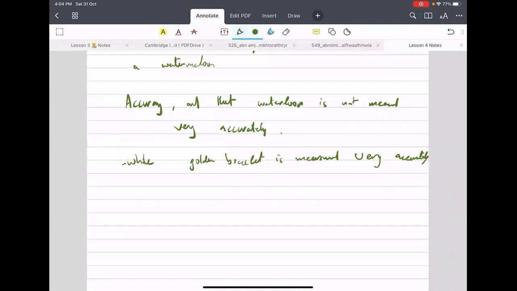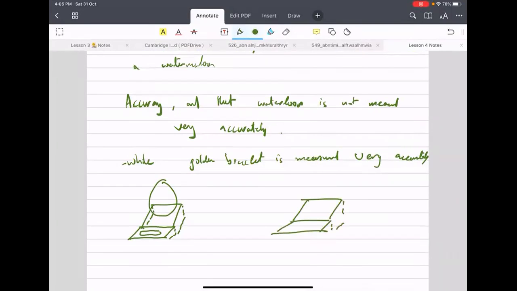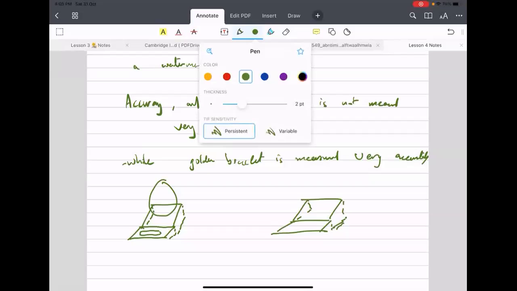And I think it was, let me draw a balance. Watermelon. Golden bracelet.